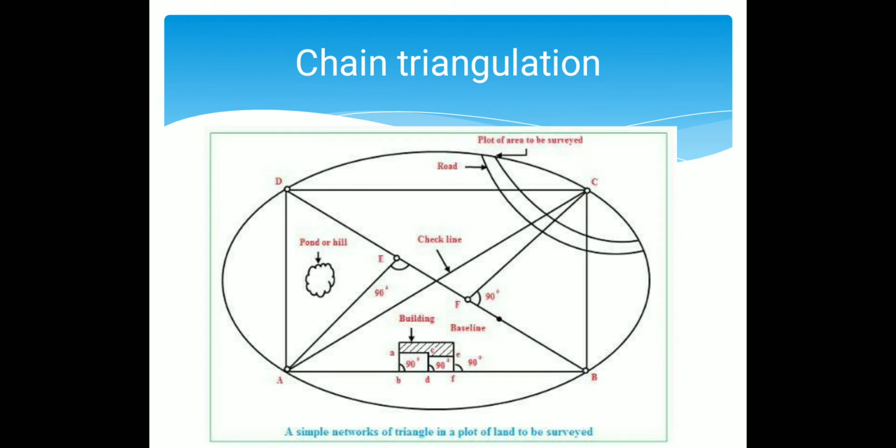Next, we could see the chain triangulation, where the area is divided into a number of triangles based on the position of the observations like pond, buildings, road, etc. So based upon these things, we have to offset it and record the distances.